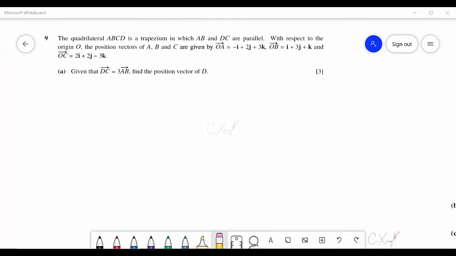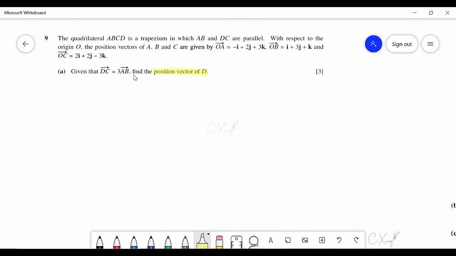Question number 9. Okay, so we have a quadrilateral ABCD which is a trapezium, and they are telling us that AB and DC are parallel. With respect to the origin O, they give you all the position vectors for A, B, and C. And part A, given that DC equals 3AB, they want you to find the position vector of D.